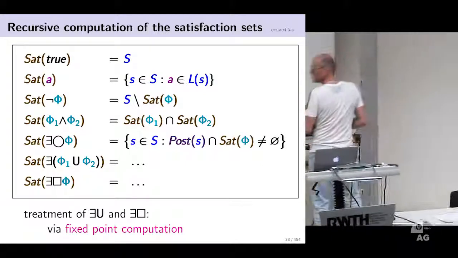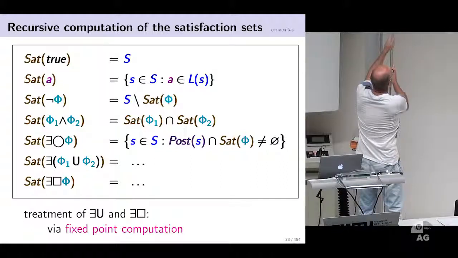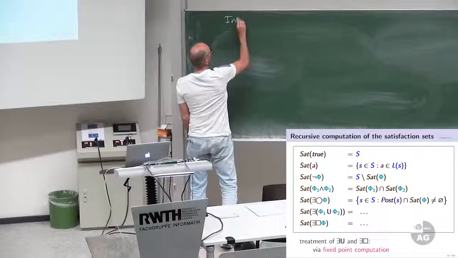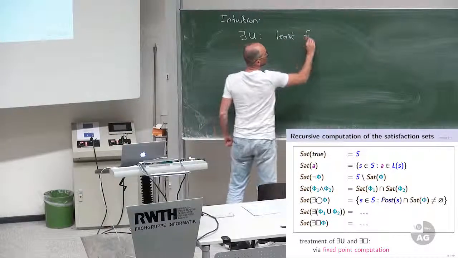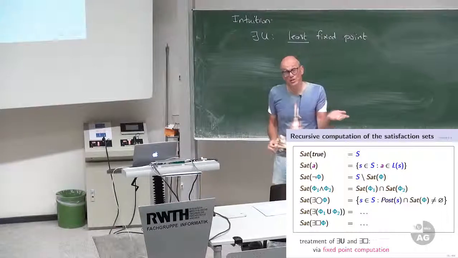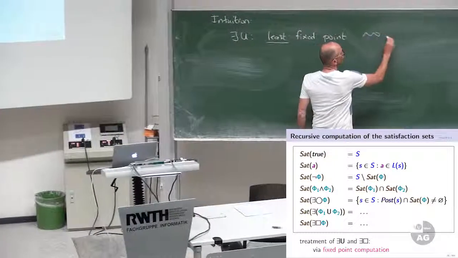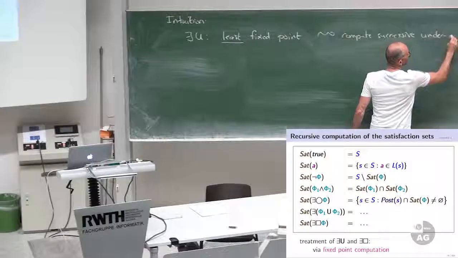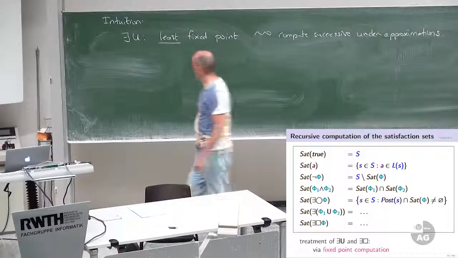It's similar to what we have seen for LTL. So, intuition. What we're going to see is existential until is a least fixed point. Remember the expansion law, also there until was a least fixed point of a fixed point equation. So how are we going to compute this least fixed point? What you're going to do, you are going to compute successive under approximations. So intuitively this is very easy.